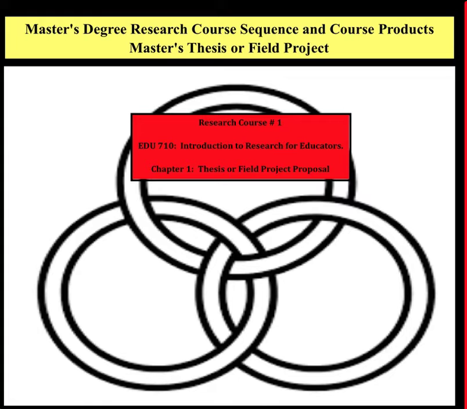When you finish your 3 research class sequence, you will actually have a thesis, which will consist of chapters 1 through 4, or you'll have a field project that will consist of chapters 1 through 4. So you'll have a completed thesis or field project. In this course, you are writing a research proposal, which will serve as your chapter 1 for now.